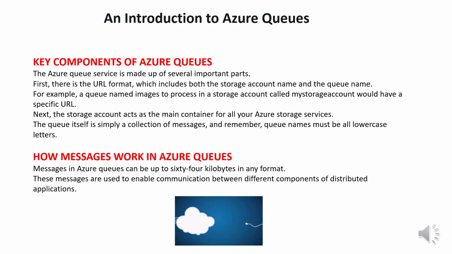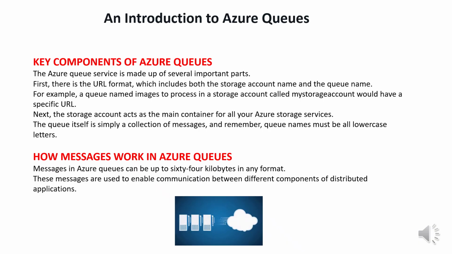Key components of Azure Queues. The Azure Queue service is made up of several important parts. First, there's the URL format, which includes both the storage account name and the queue name. For example, a queue named Images to Process in a storage account called My Storage Account would have a specific URL. Next, the storage account acts as the main container for all your Azure storage services. The queue itself is simply a collection of messages, and remember, queue names must be all lowercase letters.